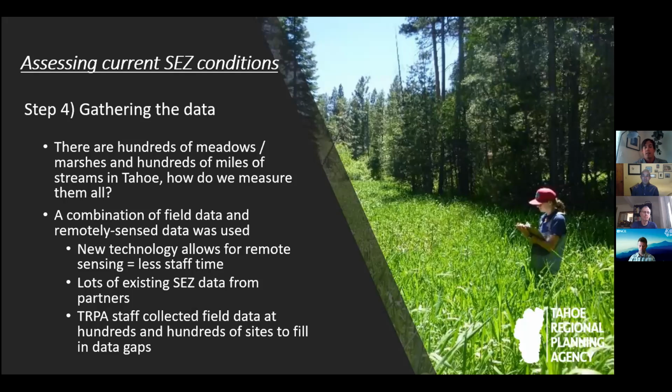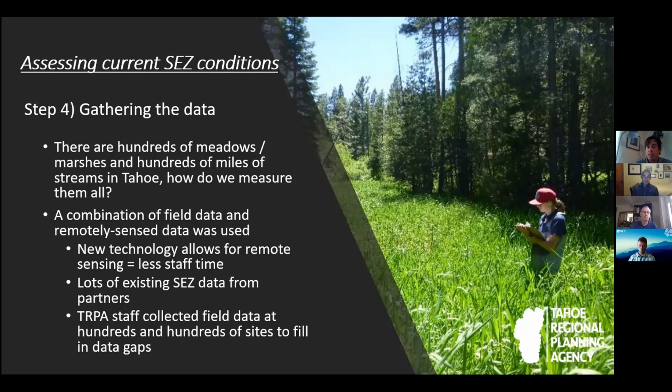So you've got the protocols and methods outlined. Now the fourth step is actually going out and gathering the data. We have hundreds of meadows, hundreds of marshes, lots of wetlands, and hundreds of miles of streams in Tahoe. So the question is, how do you measure them all? There's a really complicated answer to that, but I'm going to give you the simplified version, which is it's really a combination of field and remotely sensed data.